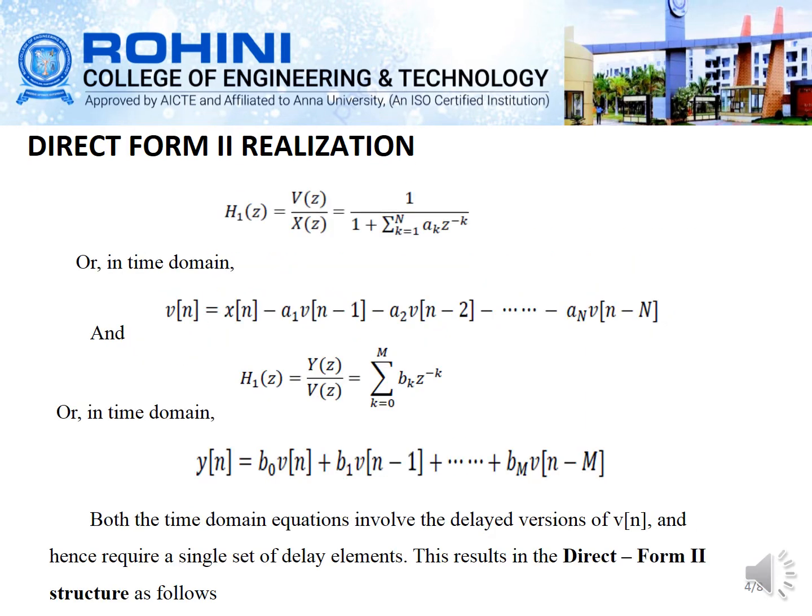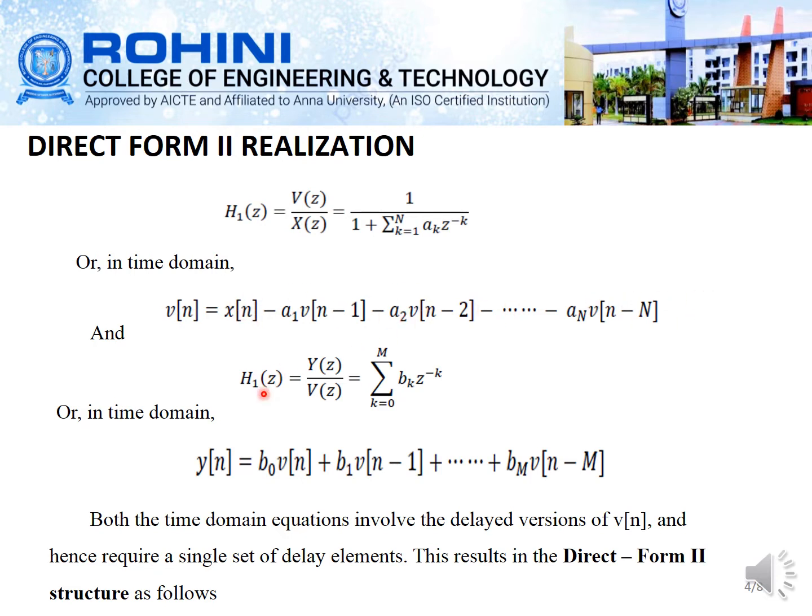Let us take the transfer function. Here we are using an intermediate function V of z. H1 of z equals V of z by X of z, which is given by 1 by 1 plus summation k equal to 1 to N a_k into z to the power minus k. And here we are converting this into a time domain equation, and this equation shows the time domain form of the given above equation.